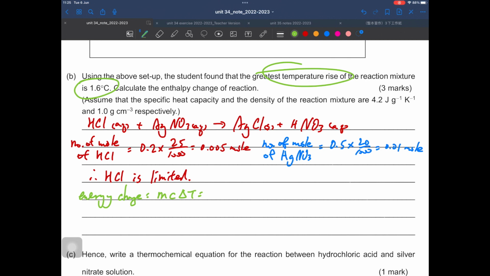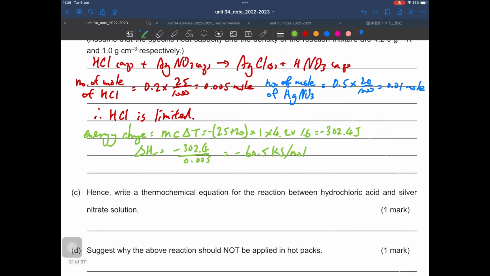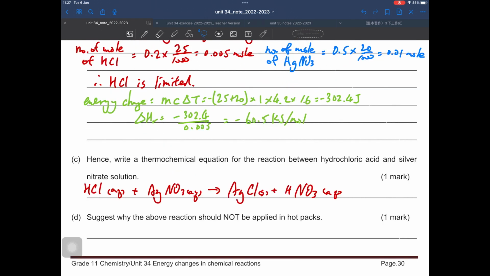mc delta T, which is about 300 something. So you can see again, I use the negative sign here because I mentioned the energy change. The enthalpy change per mole of HCl, or delta H R, will be the amount of energy over the number of mole of reaction involved, about minus 60 something kilojoule per mole. Question C. What about the thermochemical equation? We just copy the equation above and include our data.